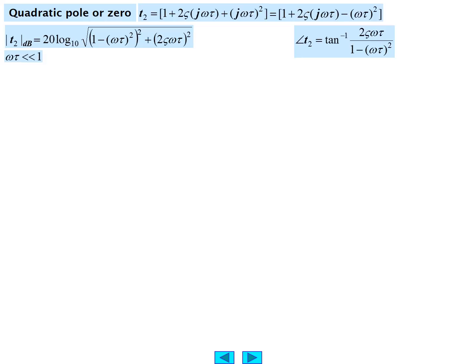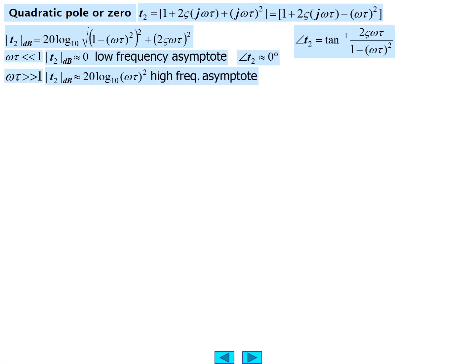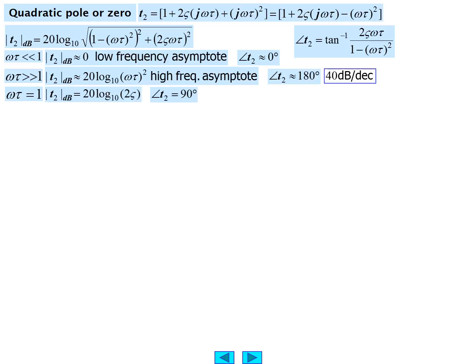If omega tau is much less than 1 again, we'd have a low frequency asymptote of about 0 dB for T2 magnitude, and an angle of about 0 degrees. If omega tau is much greater than 1, we'd have a high frequency asymptote, T2 in dB, which would be 20 log to the base 10 of omega tau squared. That's 40 decibels per decade, but the angle is going to be approximately 180 degrees. If omega tau is exactly equal to 1, then the magnitude of T2 in decibels is 20 log to the base 10 of 2 eta, and the angle would be 90 degrees. That's called the corner or break frequency.